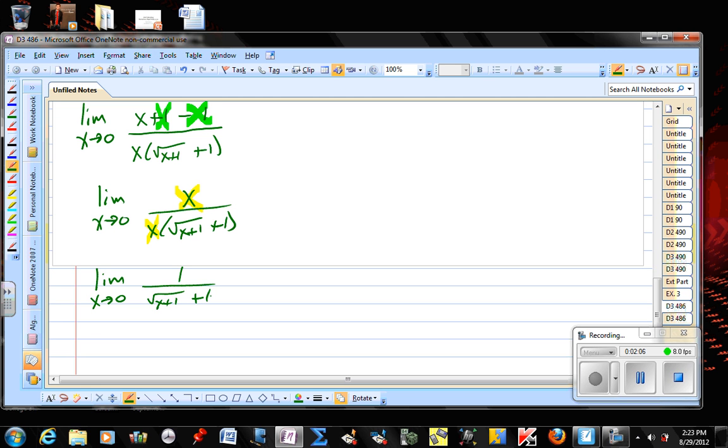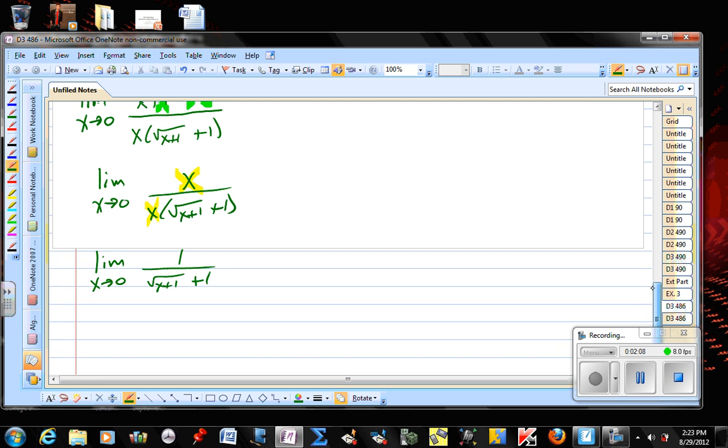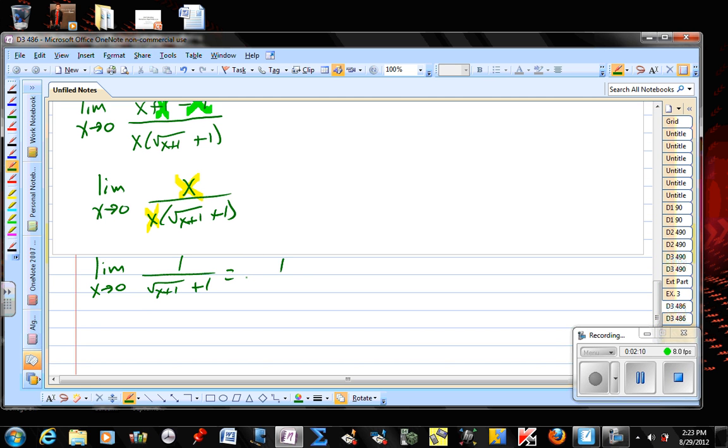Finally, after all that algebra work, direct substitution will work. This is going to be 1 over root 0 plus 1 plus 1. Well, 0 plus 1 is 1. Square root of 1 is 1. Plus 1 is 2. So we can say now that the limit as x approaches 0 of our function is 1/2.